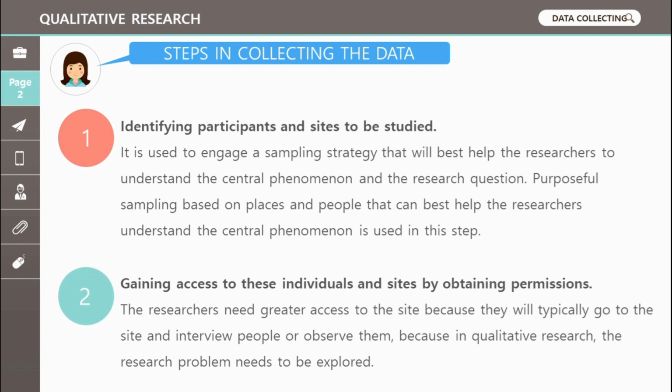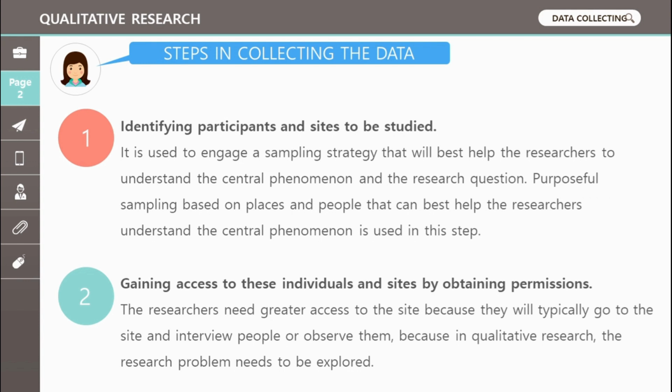The first step in collecting the data in qualitative research is identifying participants and sites to be studied. It is used to engage a sampling strategy that will best help the researchers to understand the central phenomenon and the research questions. Purposeful sampling, based on places and people that can best help the researchers understand the central phenomenon, is used in this step.